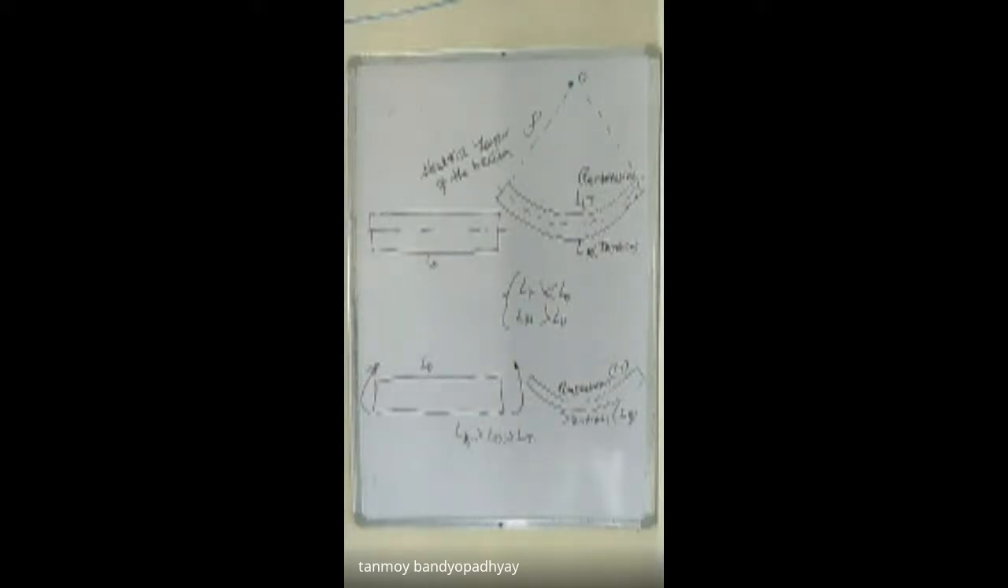So the bottom side has an elongation, and the top side has a compression. So you move from here to here. A point will come where there is no change in the length. The length is actually L0. Right?